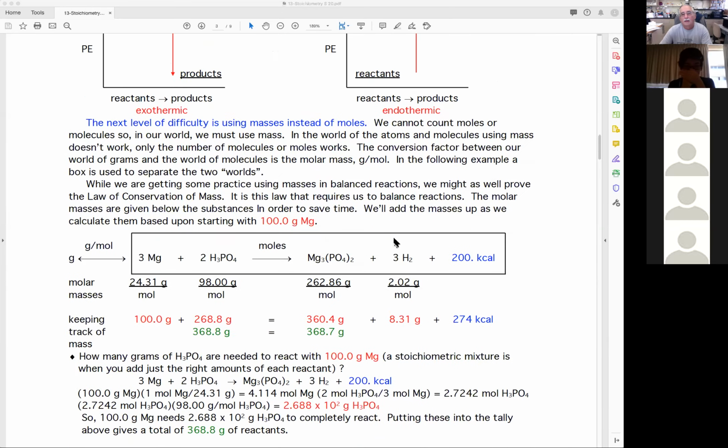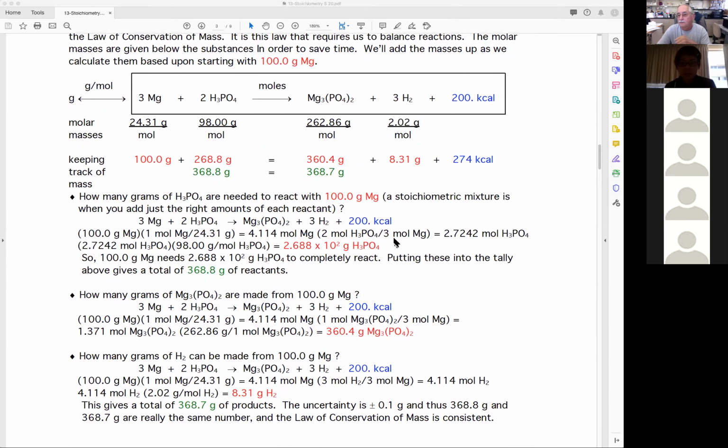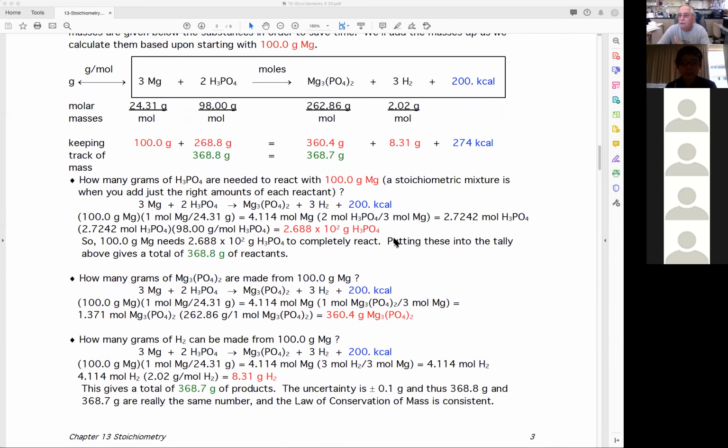And do chemical reactions obey the law of conservation of energy? The answer is yes. If I look at all the energy over here and all the energy over here, the only way to make that equal right here is to add 200 kilocalories over here.